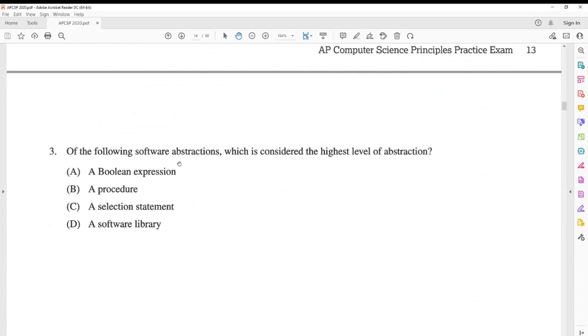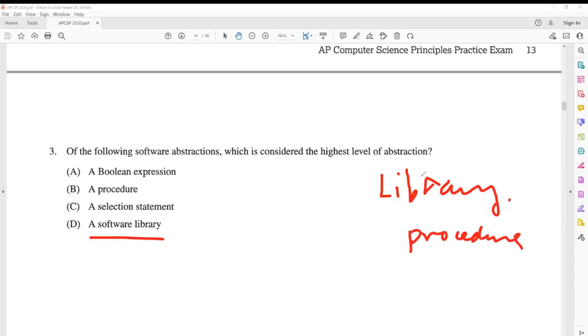Okay, number 3: which of the following software abstractions is considered to be the highest level abstraction? So highest level, let's look at it. You have library over here, and then you have procedure. Inside the procedure, you have statements. Inside a statement, you have expressions. So library is the highest level abstraction, so it's D. Problem 3 is D.